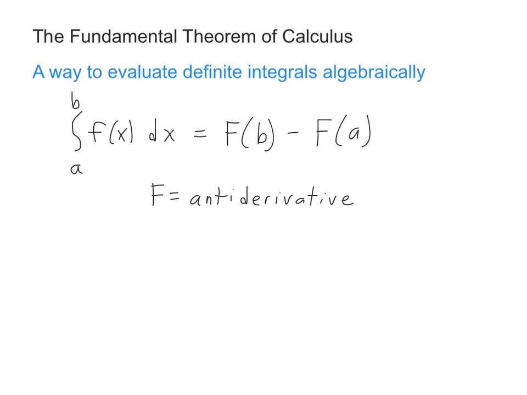Okay? So it involves what we just did in our last video, which was finding a basic antiderivative. So if we were to find the antiderivative of our function, we're going to call the antiderivative capital F. If we were to then plug in our bounds, beginning with the upper one, and then subtract the lower one plugged into the antiderivative, we would have the value of our definite integral. So let's see this in action.